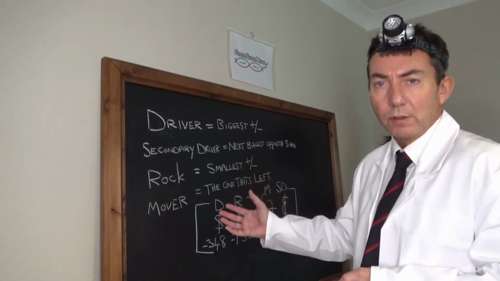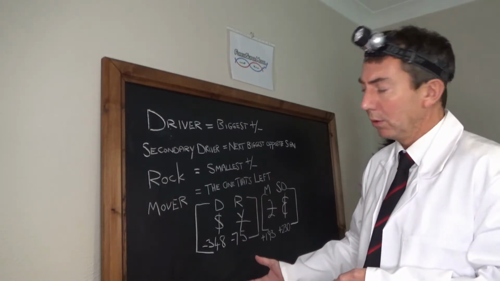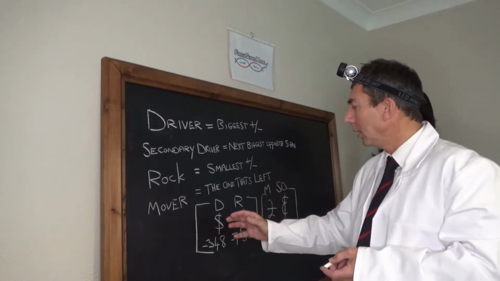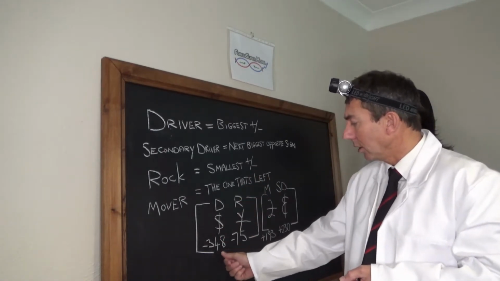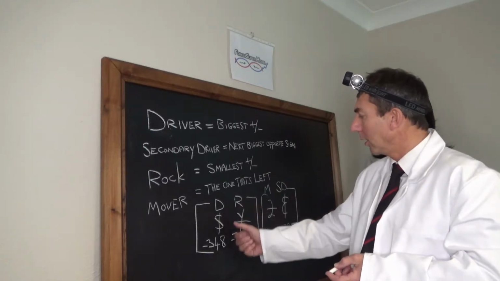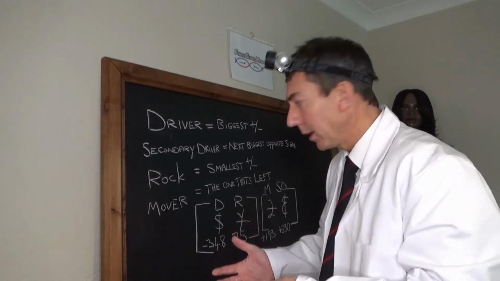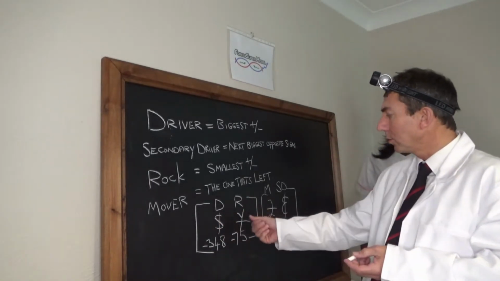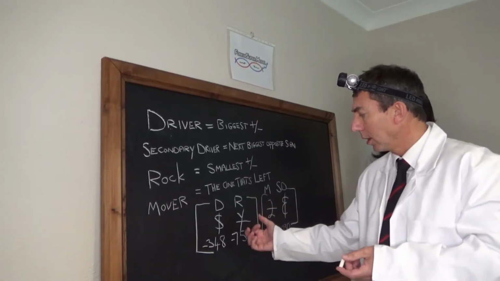Now, I've used something different there immediately. It's opposed. What do I mean by it's opposed? Well, it's opposed in this case because it's not the only negative driver. In other words, points are flowing out of the dollar, but they're also flowing out of the yen, albeit in a minor manner because this is the rock.